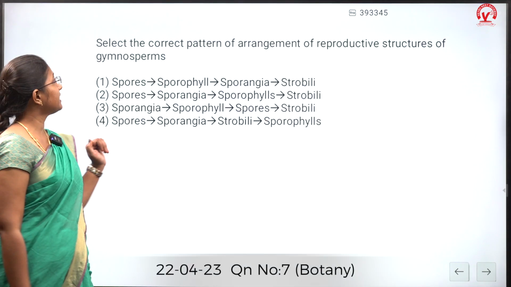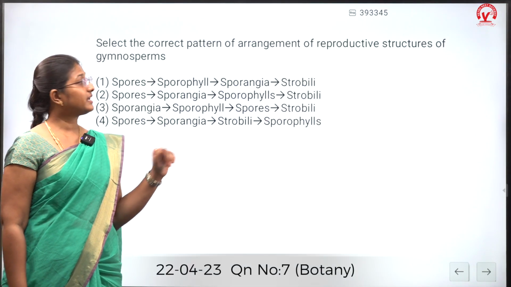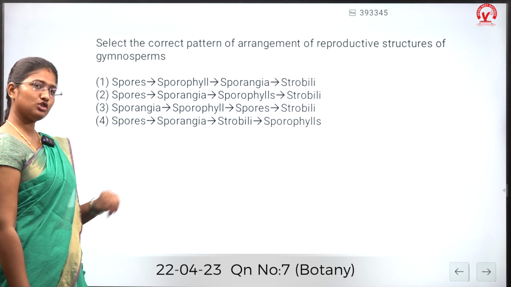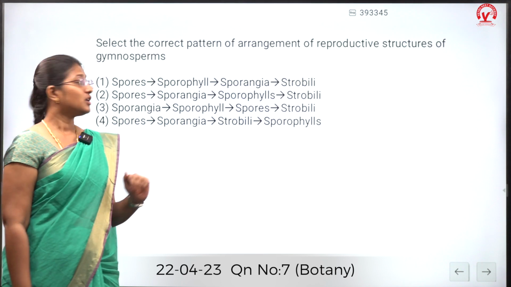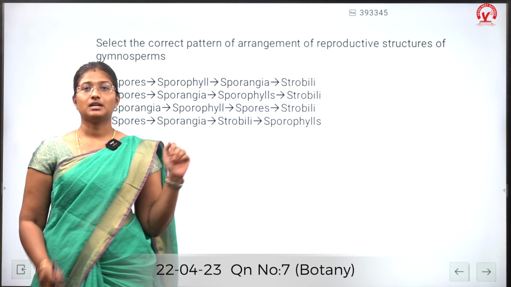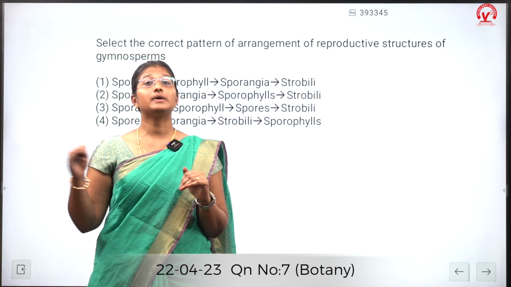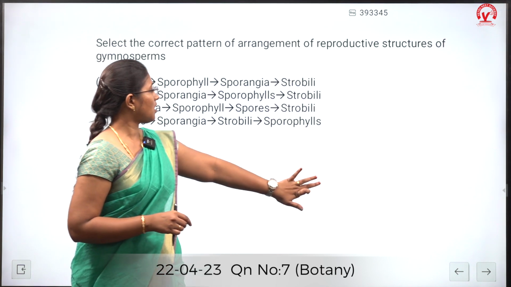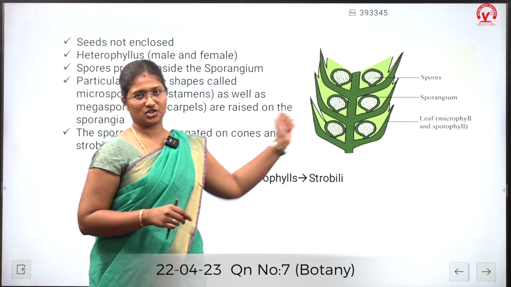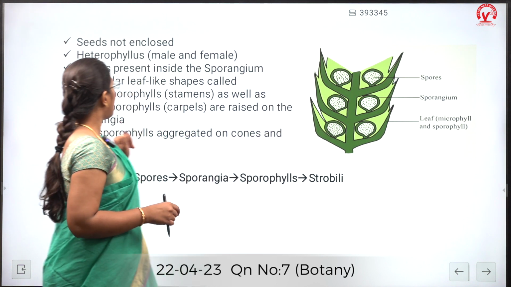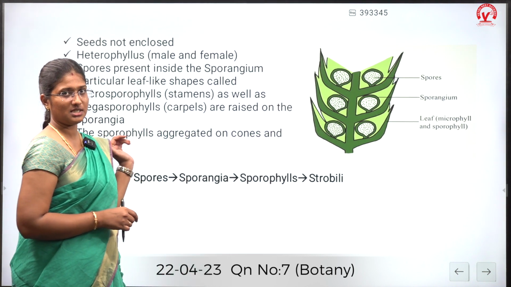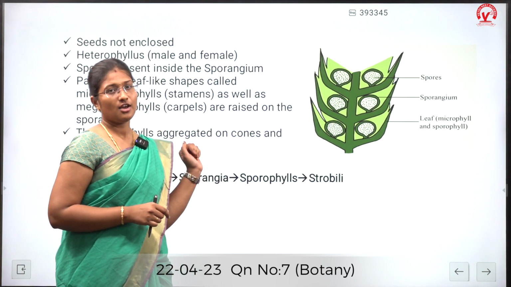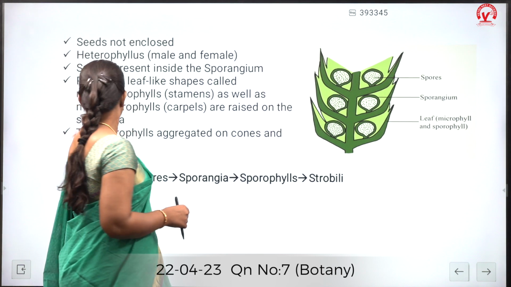Select the correct pattern of arrangement of reproductive structures of gymnosperms. We know that gymnosperms are naked seeded plants. To know the proper sequence of the reproductive pattern, we should know the structure of the reproductive organs the gymnosperms possess, isn't it? They are heterosporous, so they have both male and female reproductive parts.